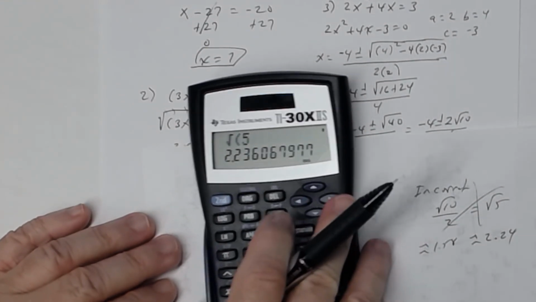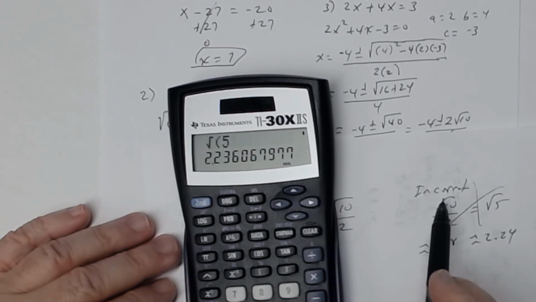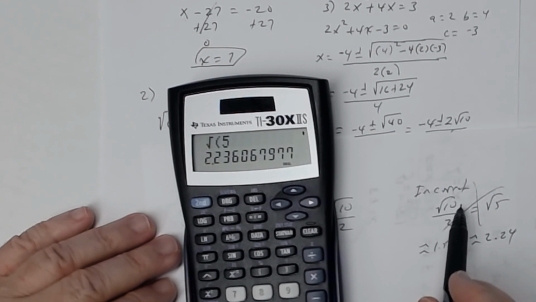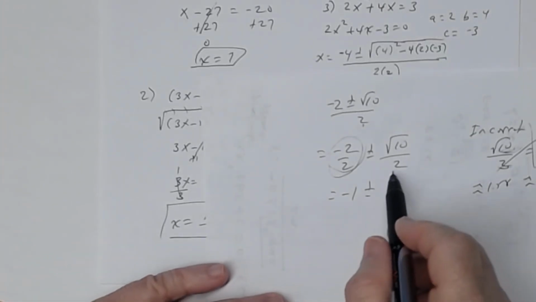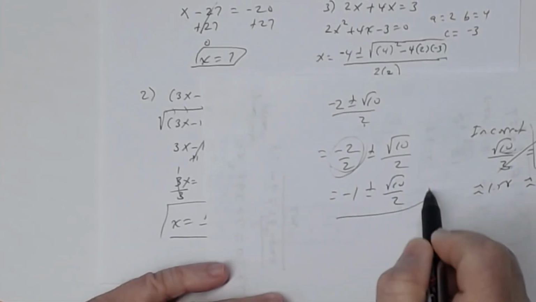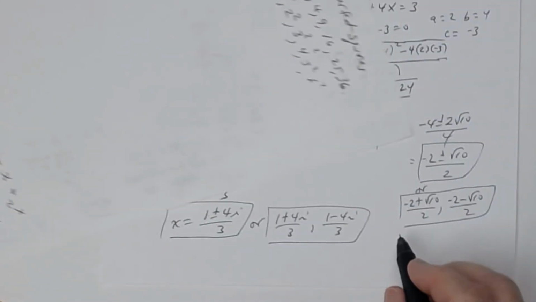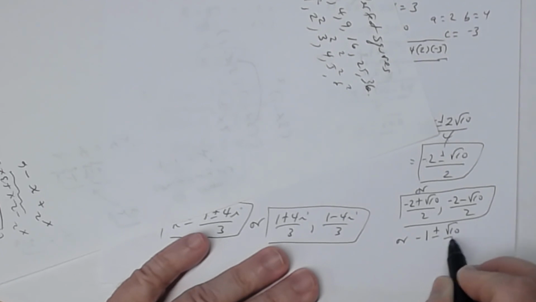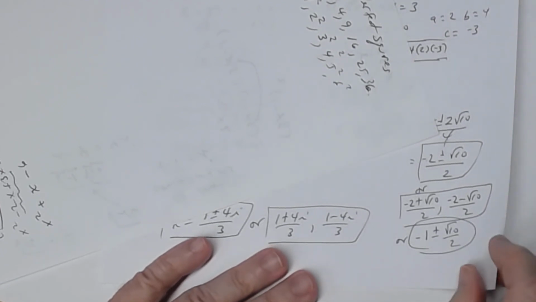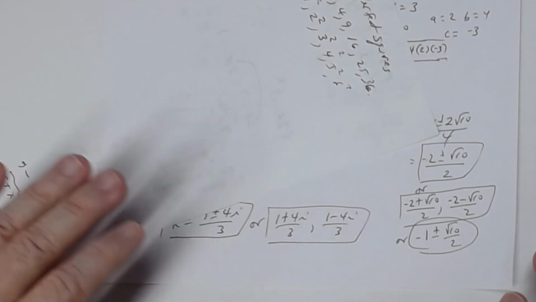All right, so be careful. If that was just a 10, then yes, 10 divided by 2 is 5. But that's not 10, that's the square root of 10. That's an irrational number. You're trying to divide an irrational number by a rational number. You cannot do that. All right. So then what they're going to do now is just going to leave it like this. Square root of 10 divided by 2, and that's it. Or you could say negative 1 plus or minus the square root of 10 divided by 2. So multiple ways of writing this as long as they're mathematically correct.